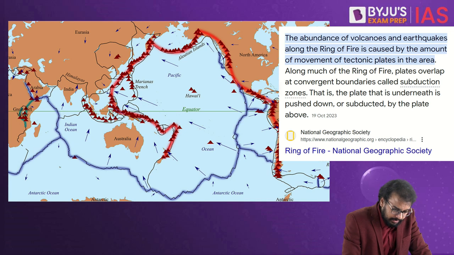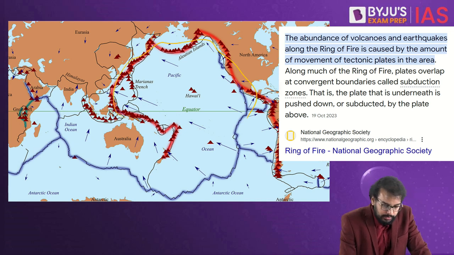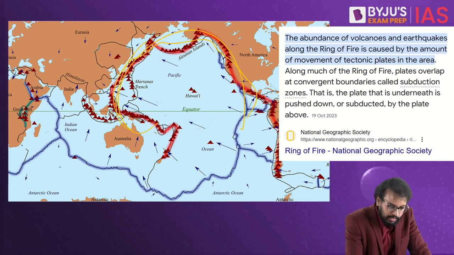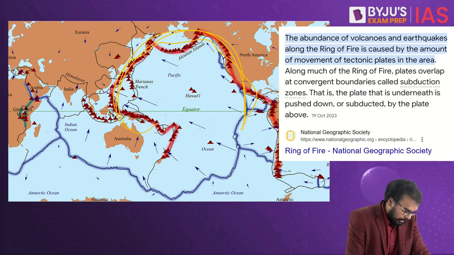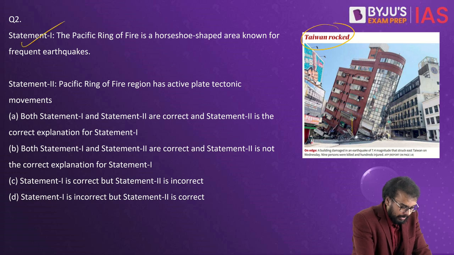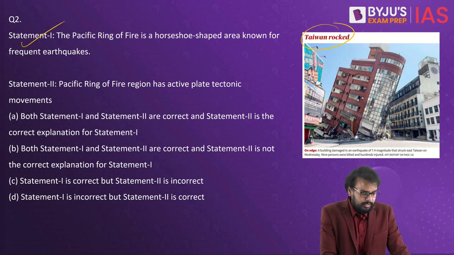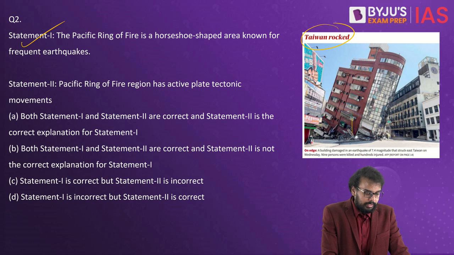If you consider here, this is your Pacific Ring of Fire. It is in a horseshoe shape, and it is known for its earthquakes. So statement 1 is right. Statement 2: Pacific Ring of Fire region has active plate tectonic movement. Is it true?